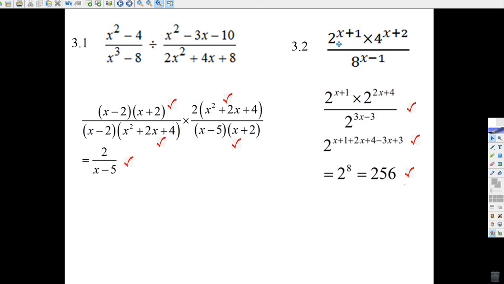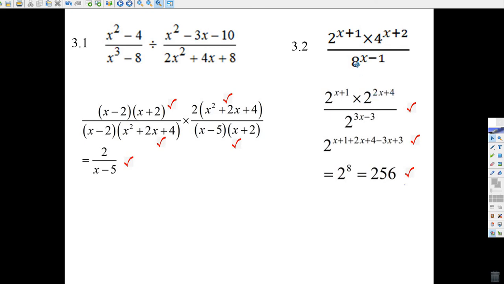Okay, let's look at this one here. 2 to the x plus 1 plus 4 to the x times 4 to the x plus 2 times 8 to the x minus 1. Well, you get a mark if you can just take 4 and say, hey, that's 2 squared, and take that little 2 and multiply it by x plus 2. So it's 2 to the 2x plus 4.